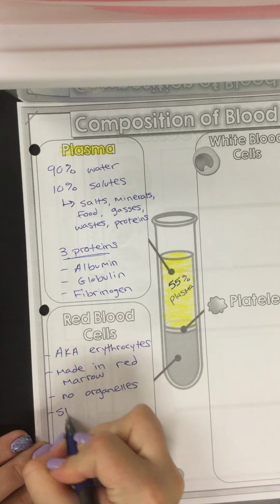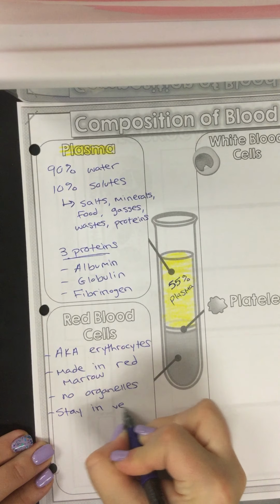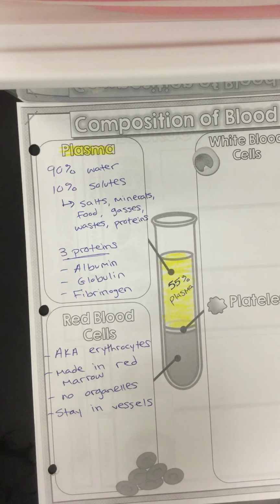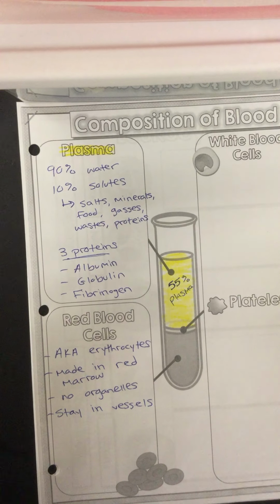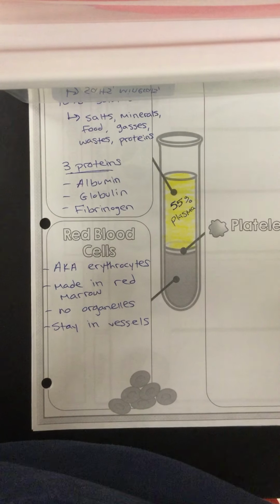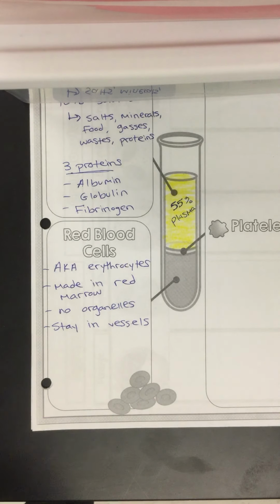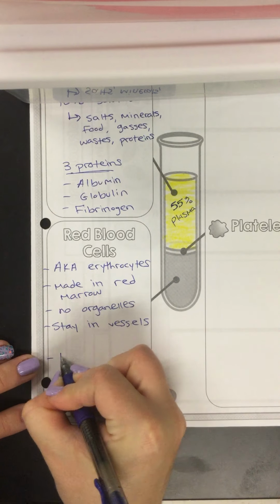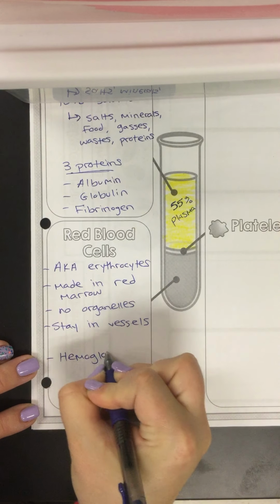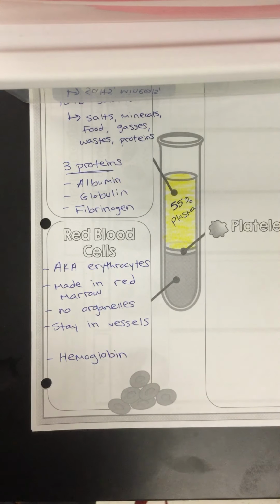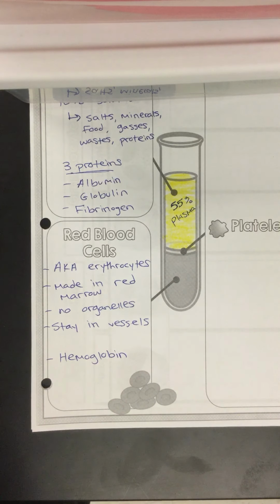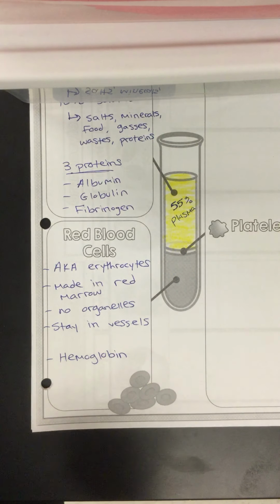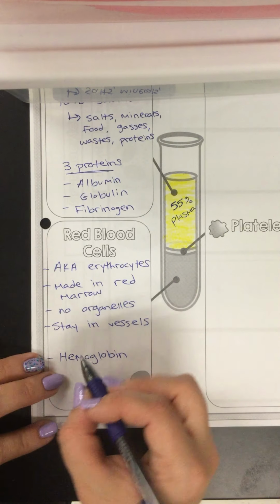And they stay in your blood vessels, which we'll see is not necessarily the case for the white blood cell. Yes, I can move my camera down a little bit here so you guys can see the thing. There we go. So if they don't have organelles in them, then what do they have in them? They have hemoglobin, a whole lot of hemoglobin. And hemoglobin contains iron, which is used to carry the oxygen. So when we say that red blood cells carry oxygen, it's actually the hemoglobin that's grabbing and carrying the oxygen molecules.